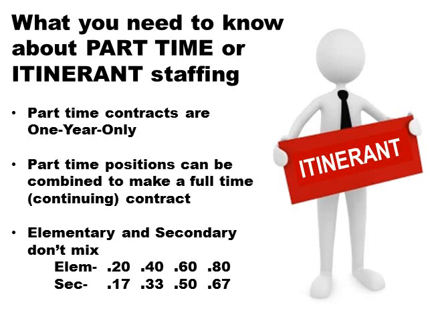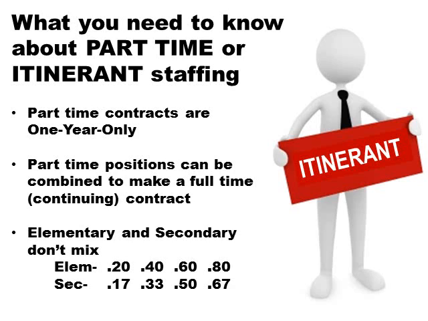The second bullet here, part-time positions can be combined to make a full-time continuing contract. If you're part-time and don't quite know how to make part-time into full-time, you have to realize that you can match jobs together. And if you match two jobs together that make a full-time contract, you will get a continuing contract, except in very special circumstances, in which cases that would be communicated with you from HR when you're offered the job. When you're looking at combining contracts, you have to realize that elementary and secondary contracts don't mix.